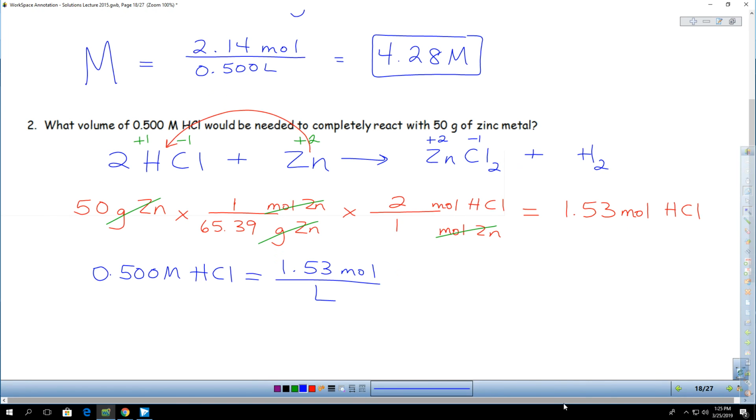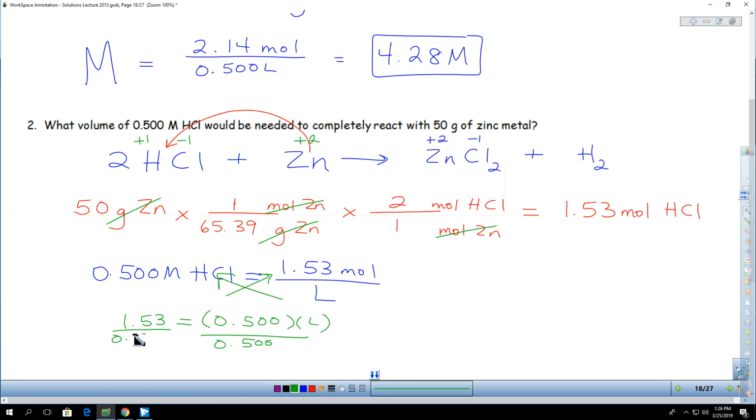I can't tell you how often people have total brain farts when trying to solve for the denominator. Okay, so remember your algebra. I'm going to cross multiply. So that really, here's what I'm thinking. I'm thinking like 1 times 1.53 equals 0.5 times liters. And now I'm going to divide each side by 0.5.